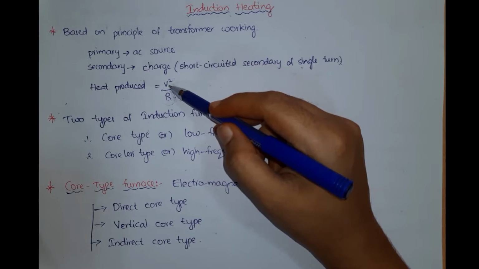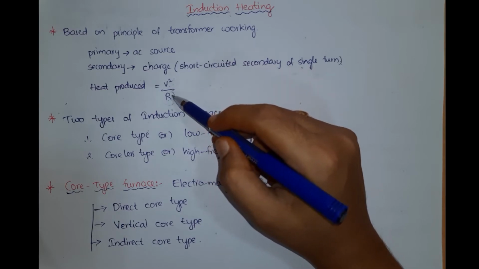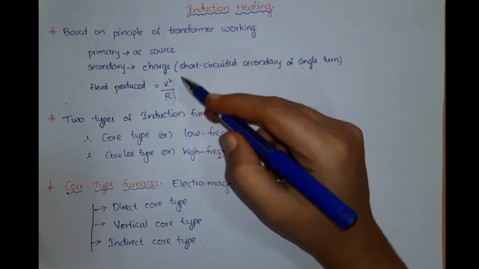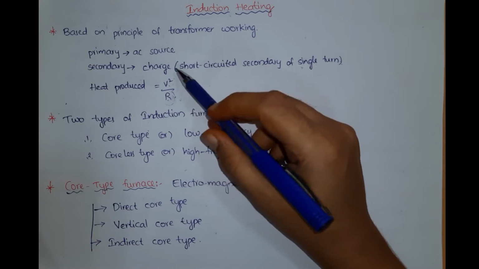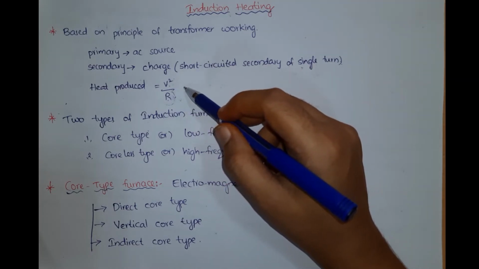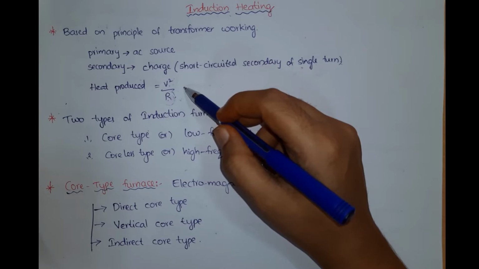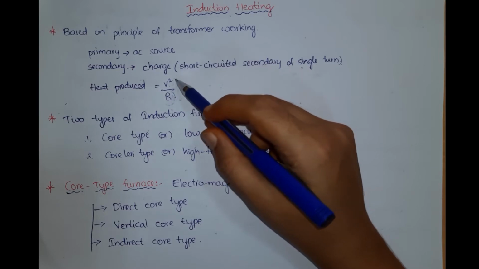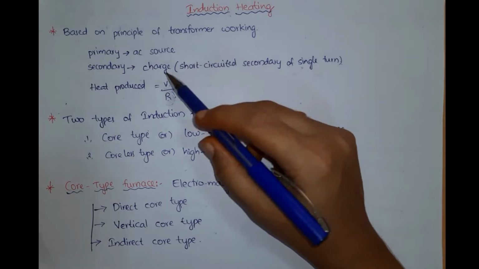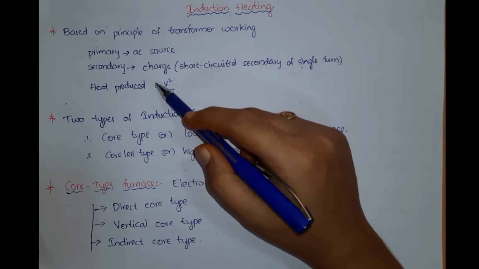So magnetic materials can be more easily treated than non-magnetic materials because of their higher permeability, right? So by using induction heating, magnetic materials can be easily treated to achieve high voltages, or to achieve a high amount of heat produced, right?